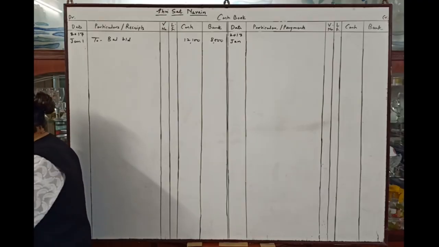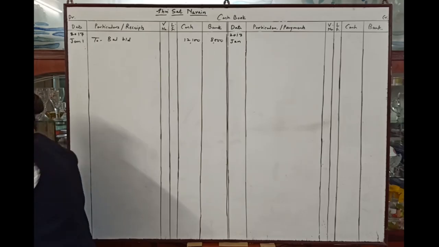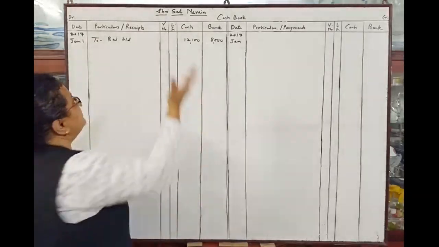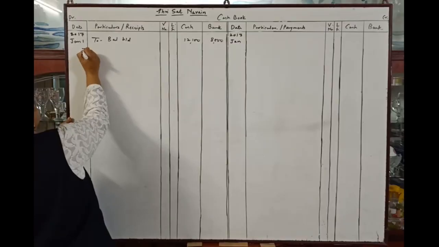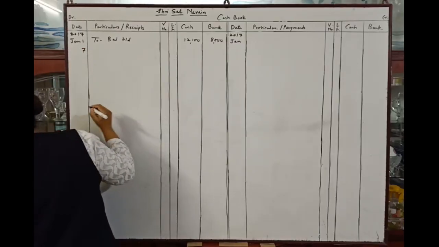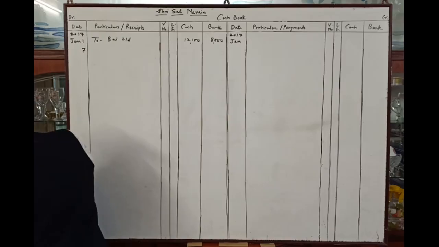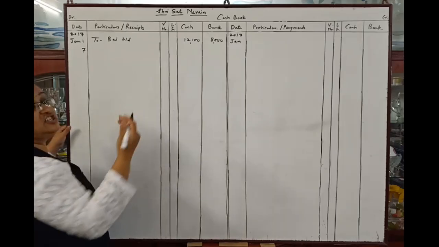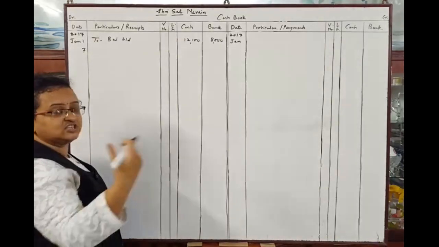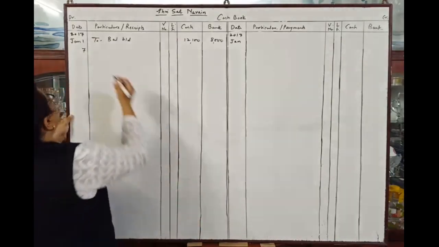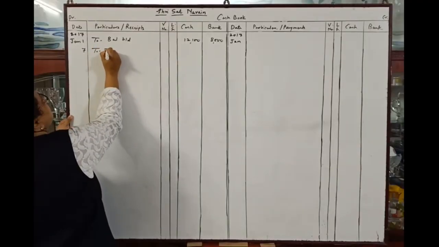See the next entry. It is of 7. Cash received from sale of shares rupees 12,000. So we have received the cash. Entry will be on receipt side. On 7th January, they have sold the shares at rupees 12,000 and shares amount means cash invested in shares is our investment. So heading will be to investments account.